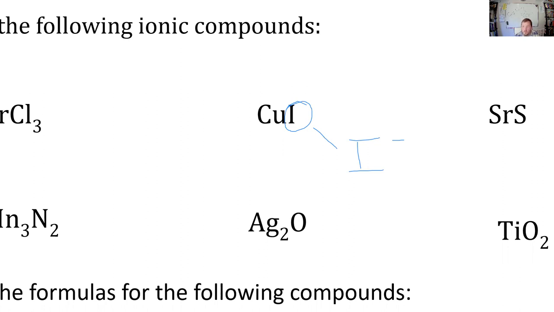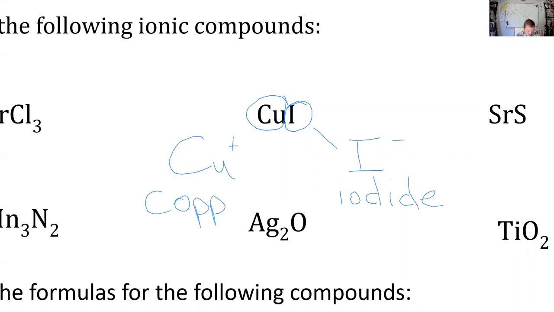So that tells us if it takes one iodide to balance out the charge on the copper, they must have the same but opposite charge, right? So the copper has to be a plus one. So the name of this compound is just putting the two names of the ions together. So iodide and copper one. Copper one iodide is the name of our compound.